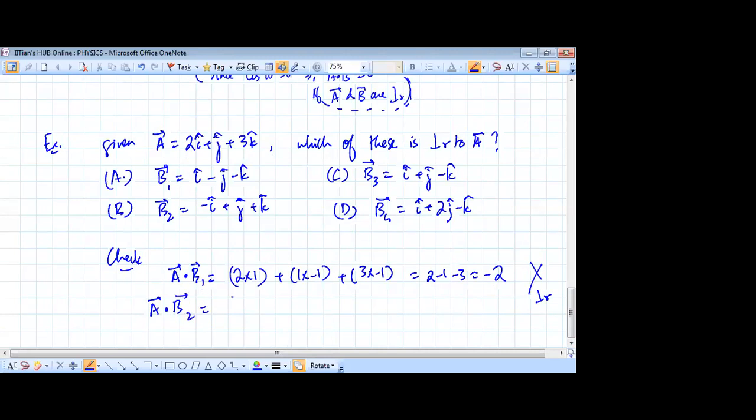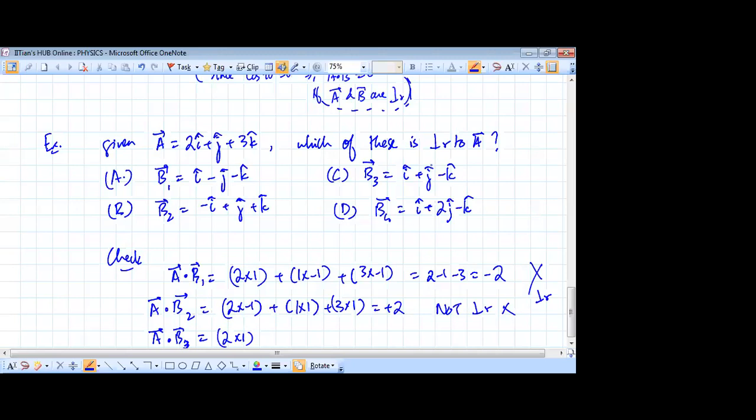So again it is 2 into minus 1 plus 1 into 1 plus 3 into 1. So this time you can see this is plus 2. So again this is not perpendicular. Okay. Then option C you check A dot B3. Okay, so this one you can see is becoming perpendicular. It is 2 into 1.